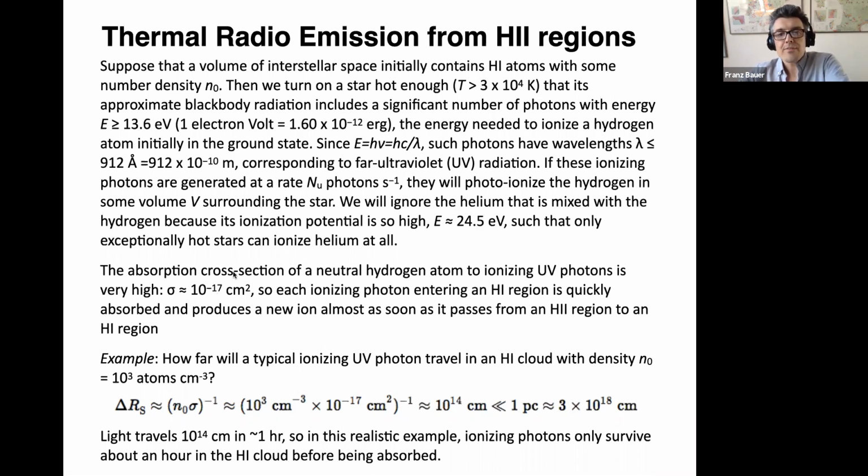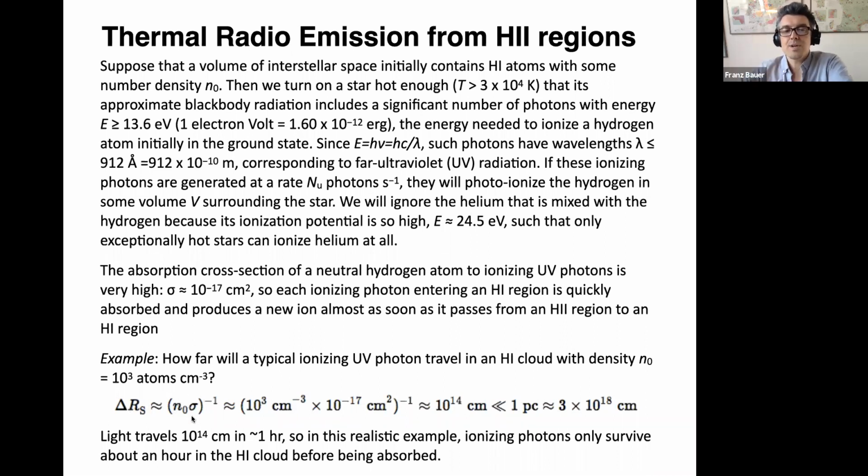So this cross section is relatively high. And so you have a photon passing around, and it's very likely that an atom will absorb it and ionize something. So we can estimate how far the typical UV photon travels in an H1 cloud if we have a density of 10 to the 3 atoms per cubic centimeter. This is just the inverse of the number density times the cross section. So this is related to our alpha, 1 over alpha, and this is tau.